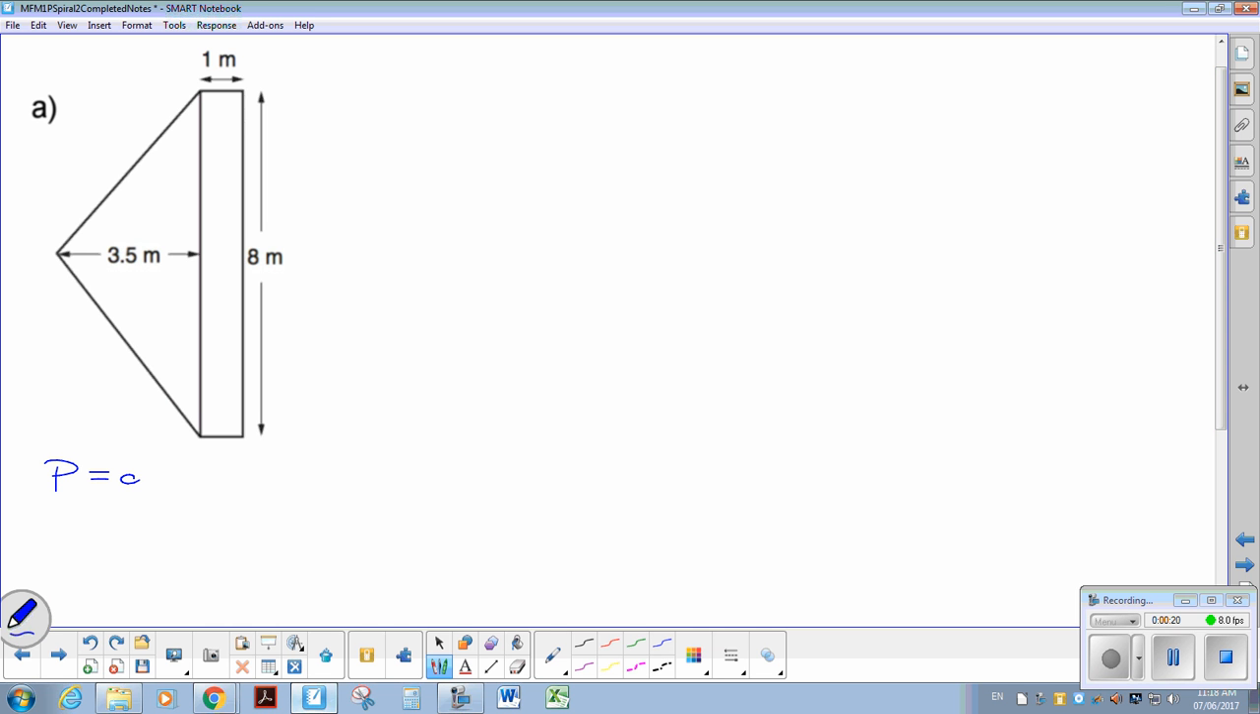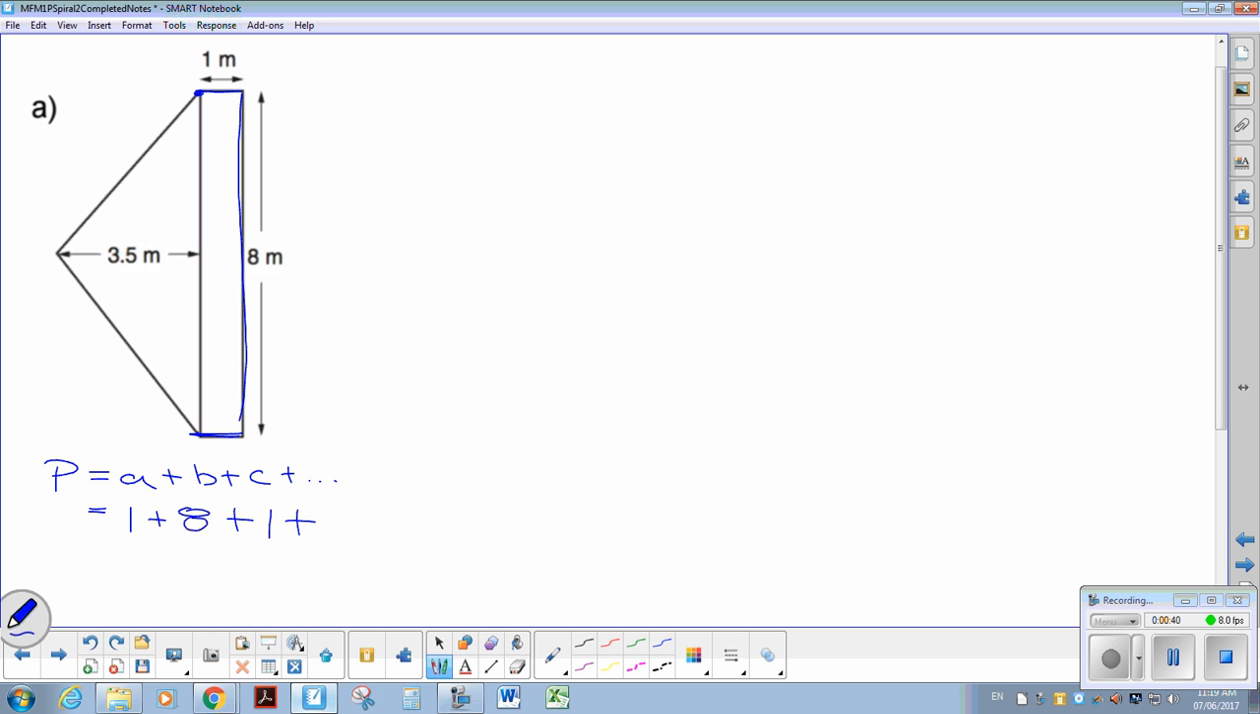So perimeter again is A plus B plus C plus dot dot dot. So perimeter, I'm going to start right here. So I go across. So 1 plus. I'm going to go all the way to the bottom. Plus 8. Come across. Now it's the same as the other end, so it's plus 1.